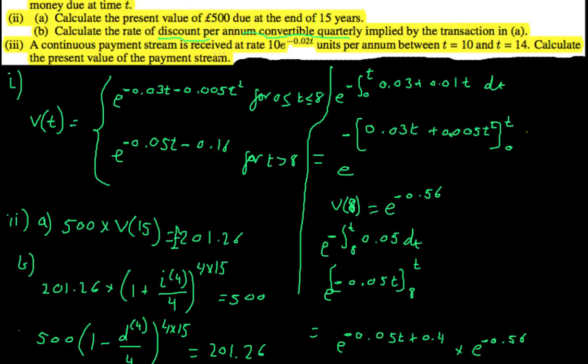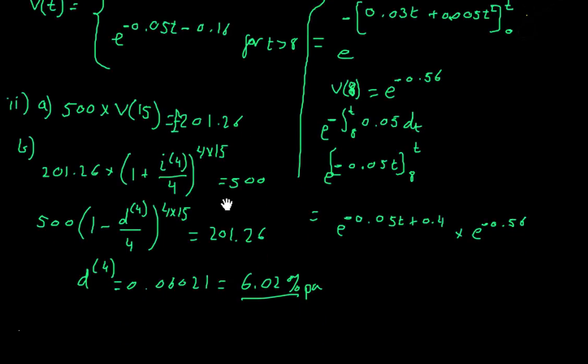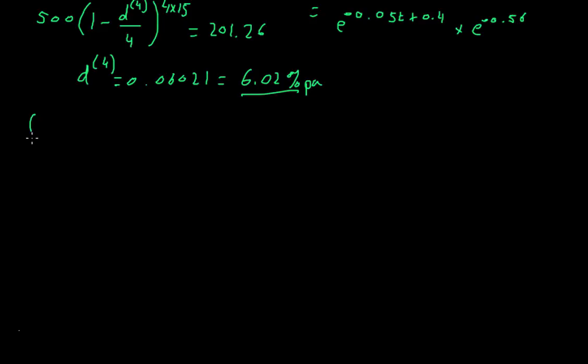A continuous payment stream is received at rho of t units per annum between time t equals 12 and t equals 14. Calculate the present value of the payment stream. So let's remember that, 10e to the negative 0.02t. I'll solve that over here. The present value is going to be equal to the integral between 10 and 14 of 10e to the negative 0.02t. I think that was right.